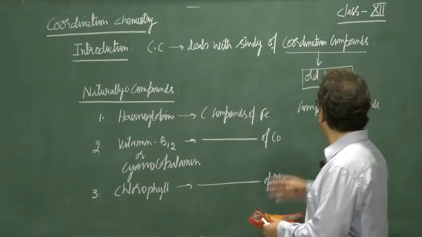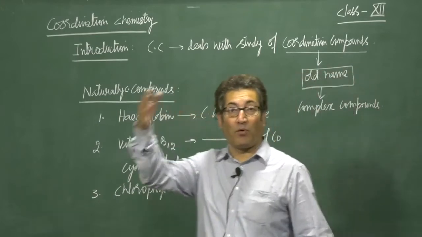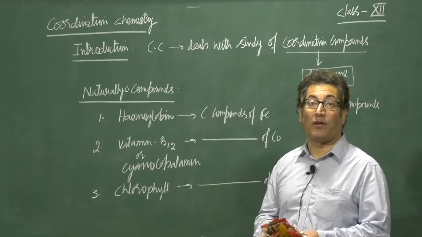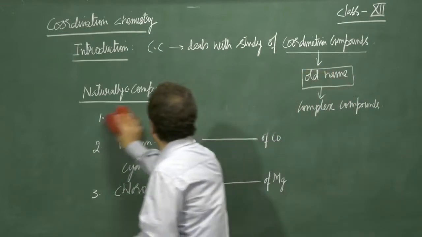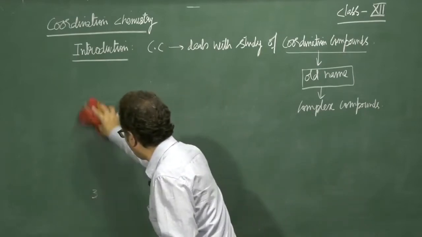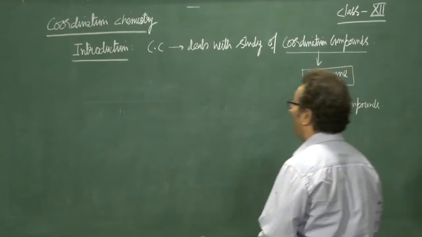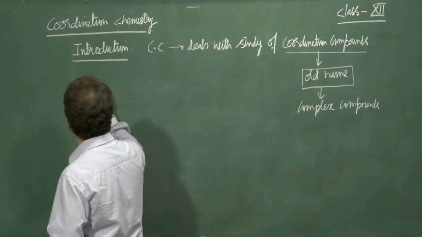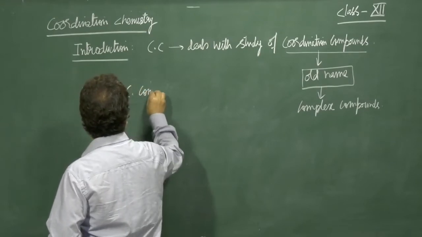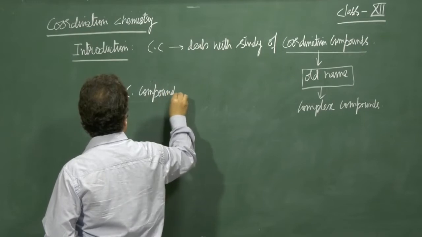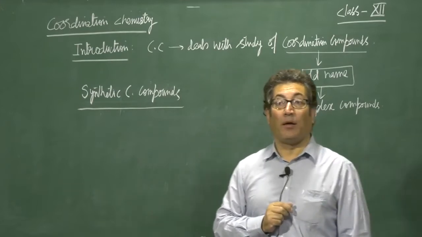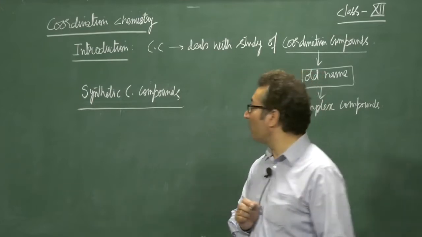So you can say the complex compounds of metals with different molecules or ions are what in modern terminology are called coordination compounds. Then there are some which are man-made, synthetic coordination compounds. And these synthetic coordination compounds also have many uses. Basically all those uses are in industries and in medicine, where you use coordination compounds.